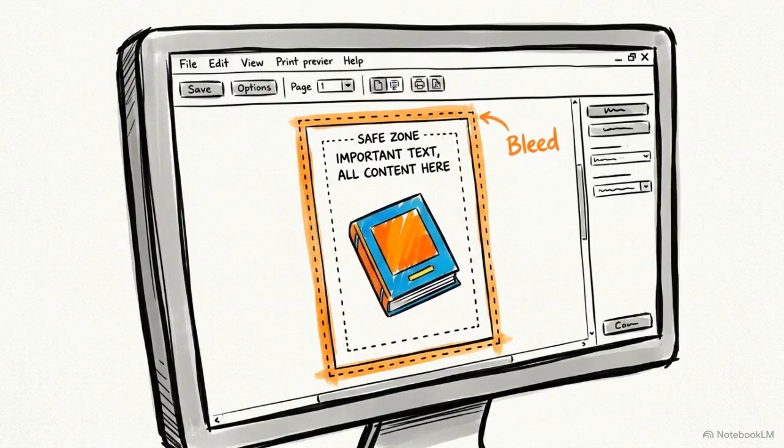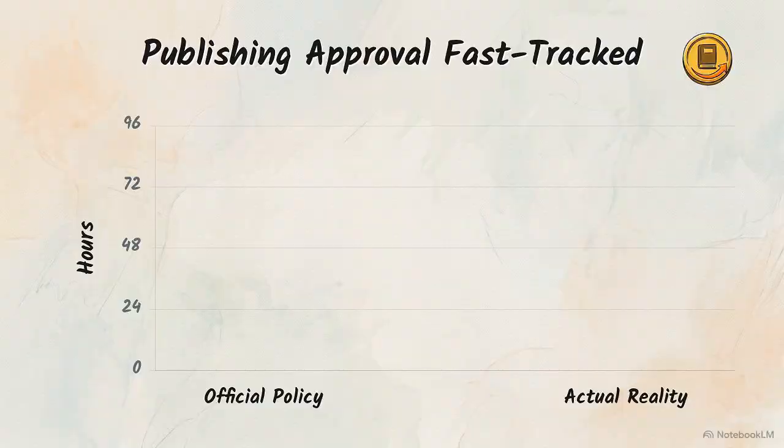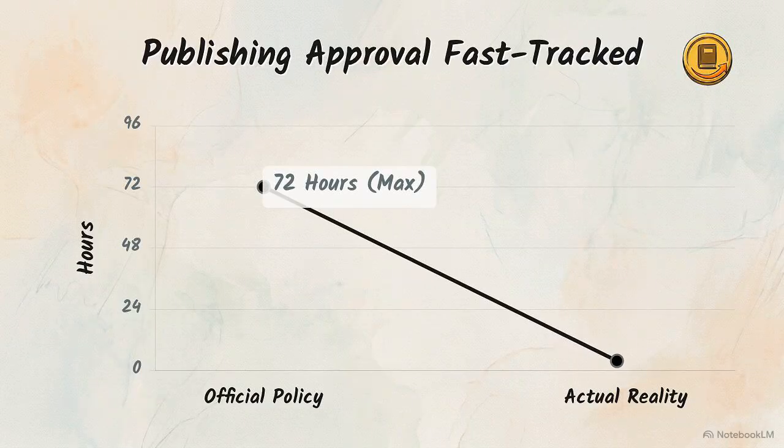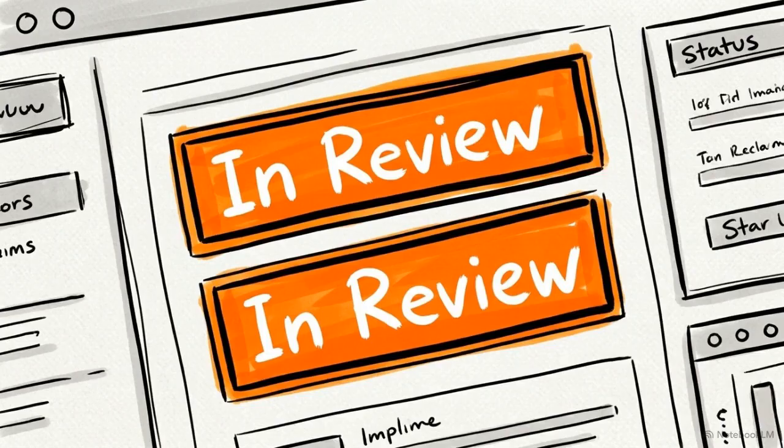Click Publish, and your book enters Amazon's review queue. They state a maximum wait time of 72 hours, though the reality is often approval within an hour or 2. When you look at your KDP dashboard, this is the exact success state you want to see. Both the ebook and paperback formats listed together, with their green in-review badges activated.